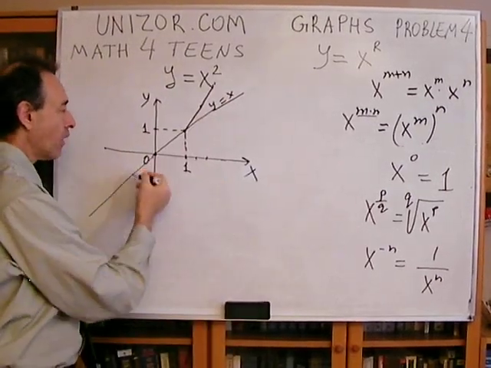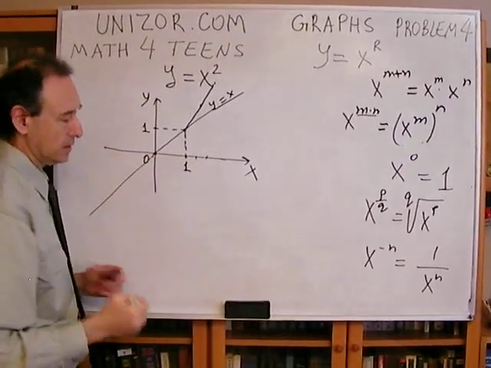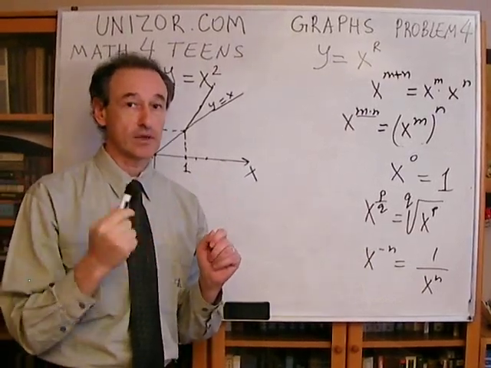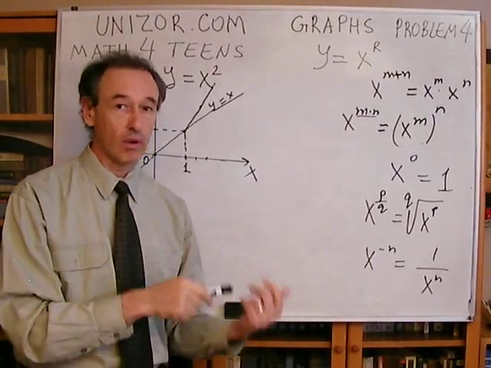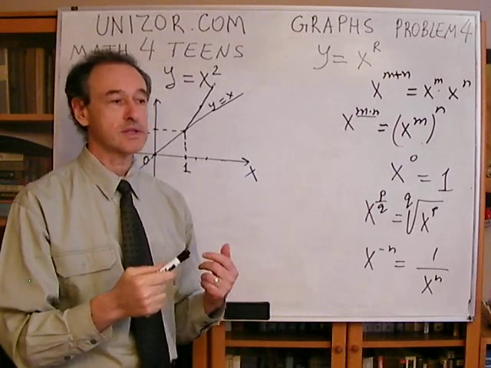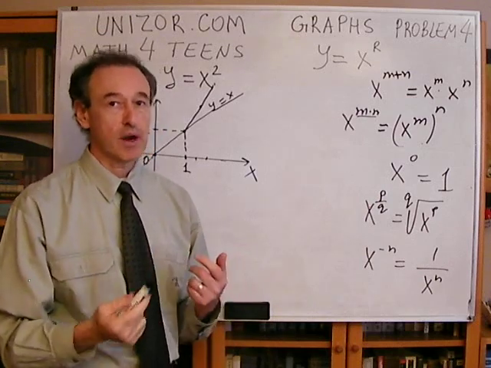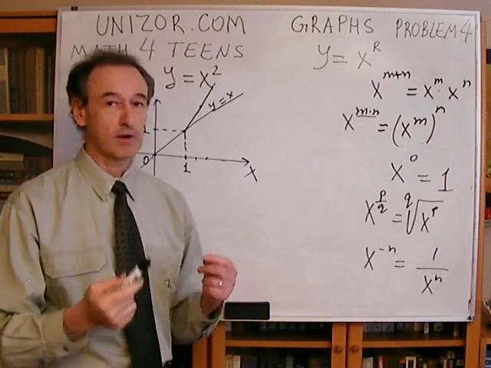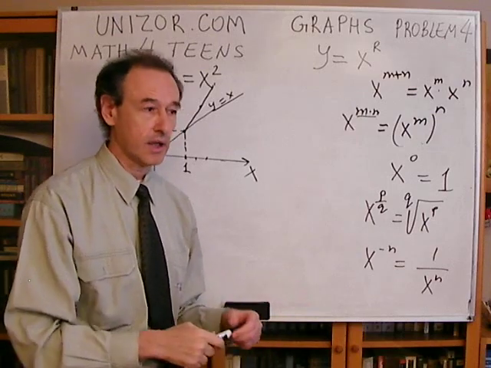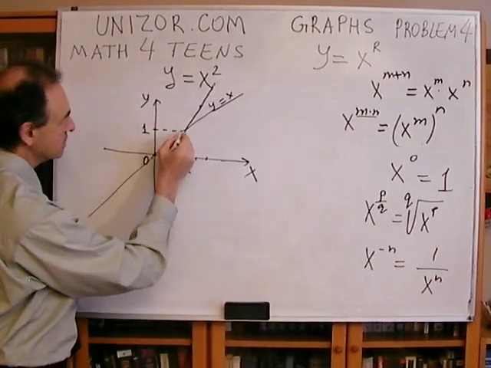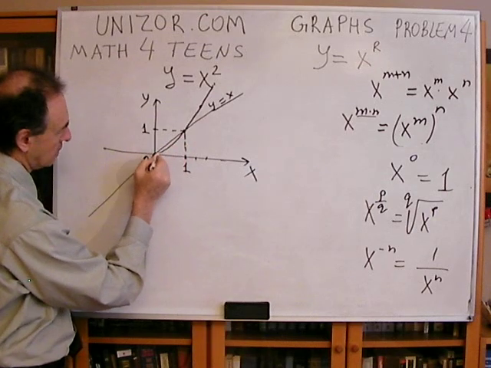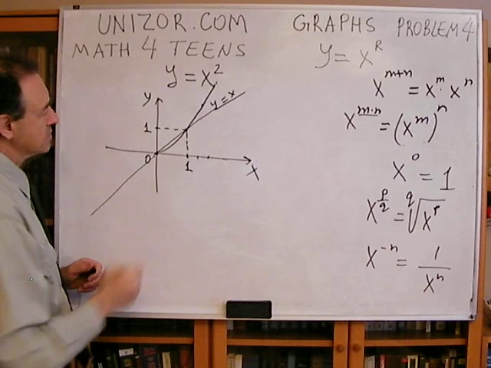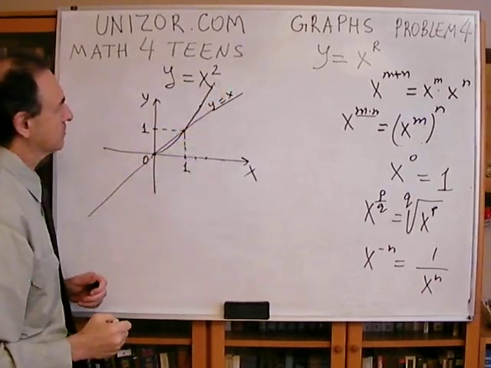Now, before 1, from 0 to 1, any number which is from 0 to 1, if you square it, it will be a smaller number. The result will be smaller. For instance, 1/2. Square of 1/2 is 1/4, smaller. 1/3. Square of 1/3 is 1/9, smaller. So basically, these values will be below y is equal to x. And at 0, they meet again. So the basic graph is like this for x is equal to 2.